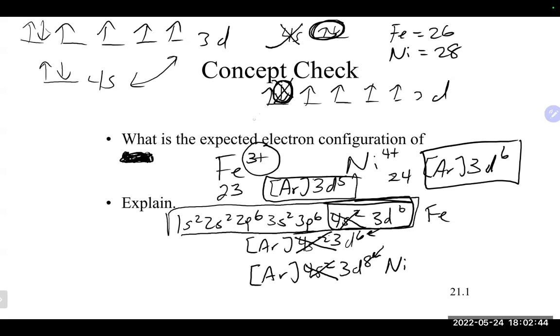And that leaves us 1, 2, 3, 4, and 5 electrons still in the D subshell. And that's where the 3D5 comes from, yeah. And we've totally now just taken out 3 electrons to get us to that +3 charge. Other questions?